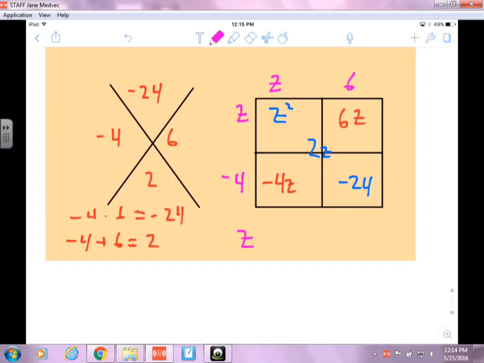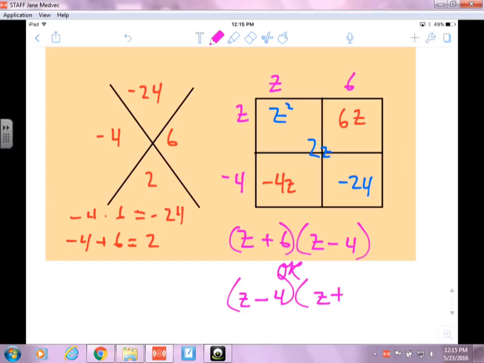Okay, so now I'm going to look at my answers. z plus 6 and z minus 4, or z minus 4 and z plus 6. Could the 6 be negative? No. Can the 4 be positive? No. So you could see it either way, and you're going to realize that that's the correct answer. Okay. Questions on this?